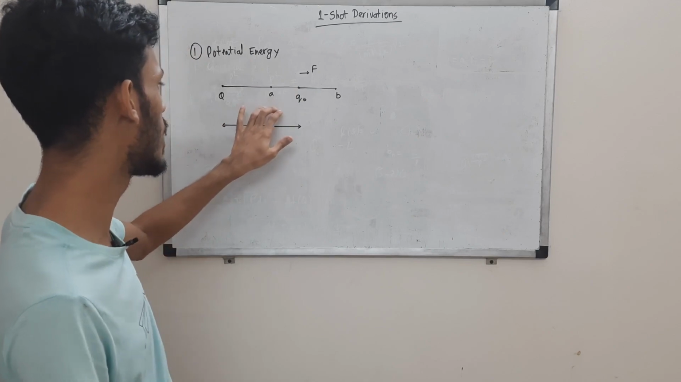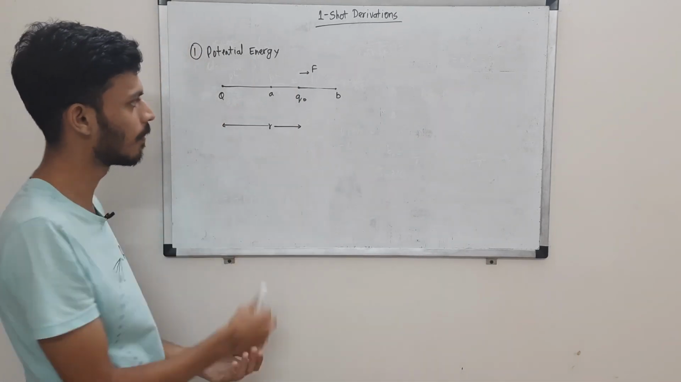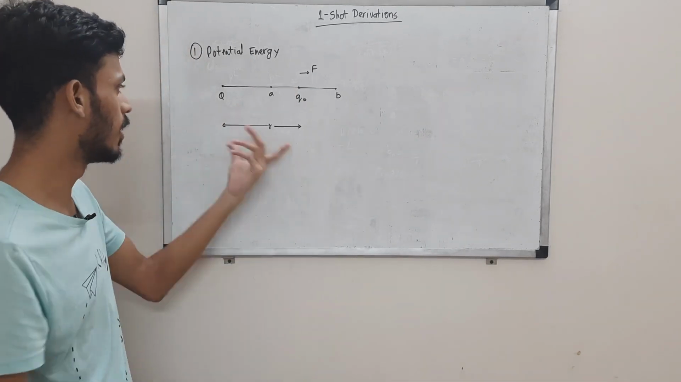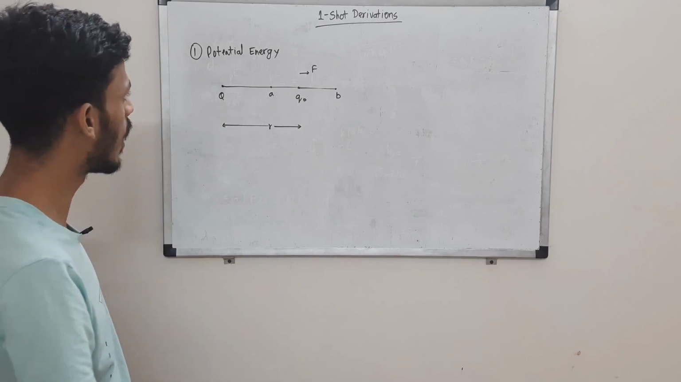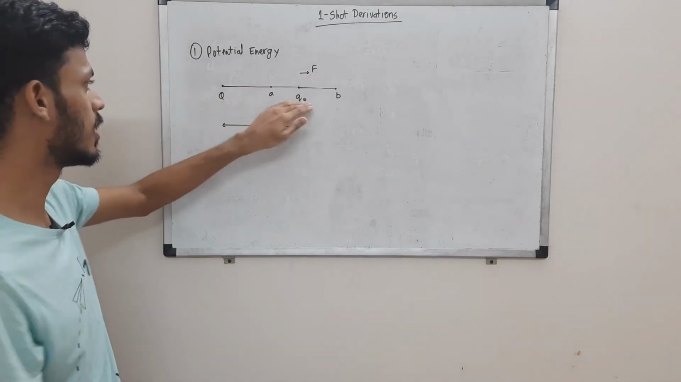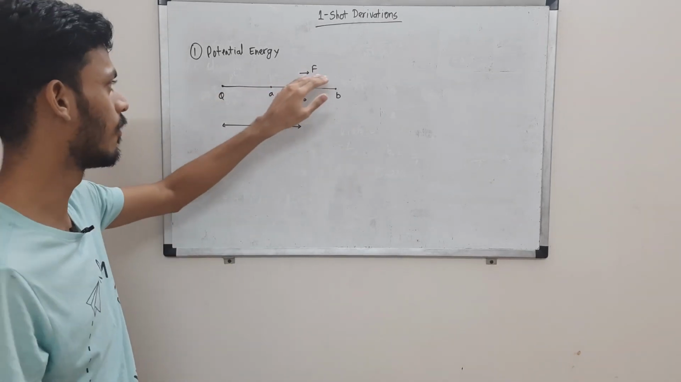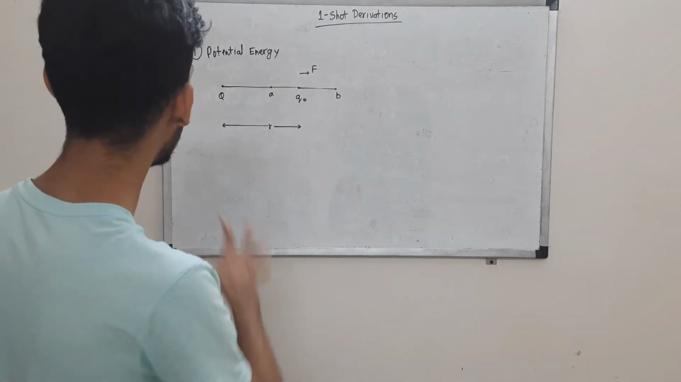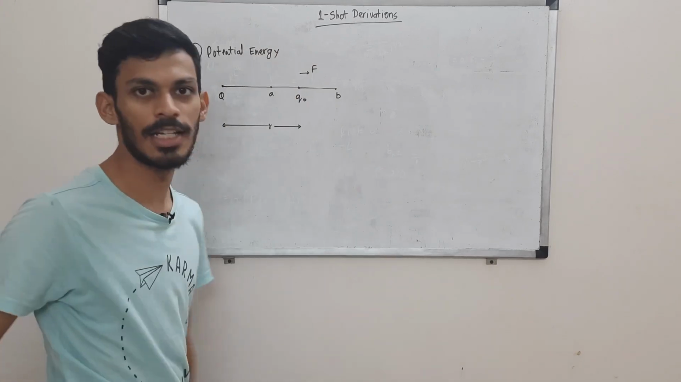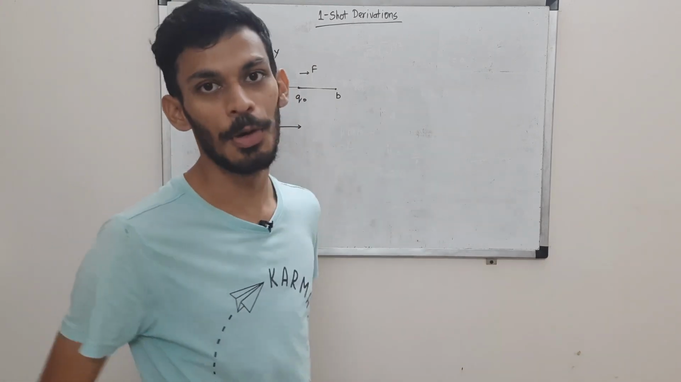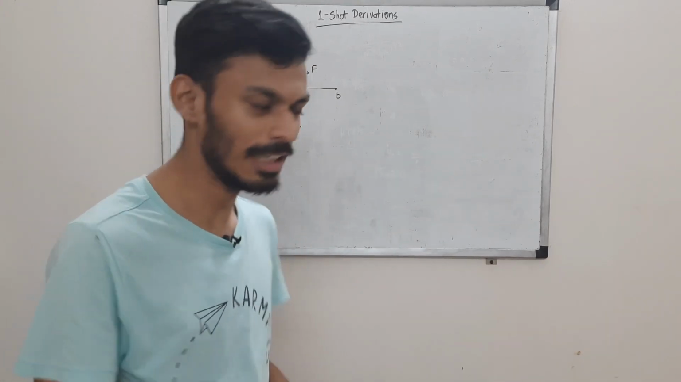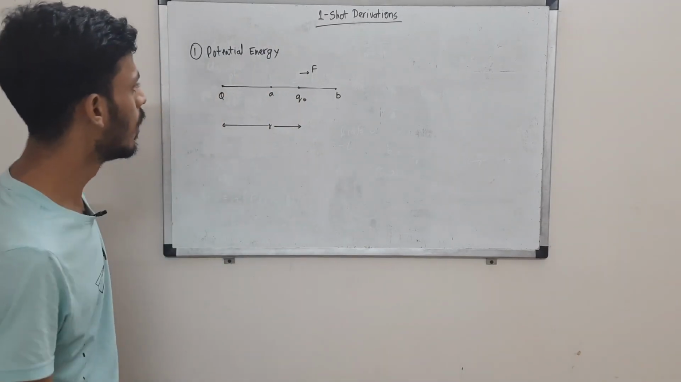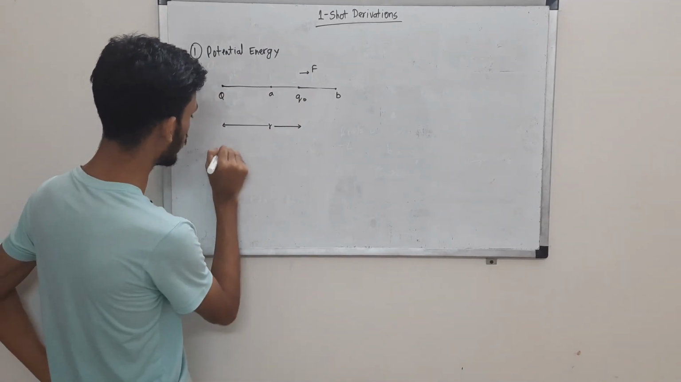We are going to move this test charge from point A to point B. Now it is currently sitting at a distance of r. You can see that the force on this test charge is F, which you can obtain using Coulomb's law. So let's find the expression for potential energy, and that will lead us to electrostatic potential, which is the gist of this chapter.